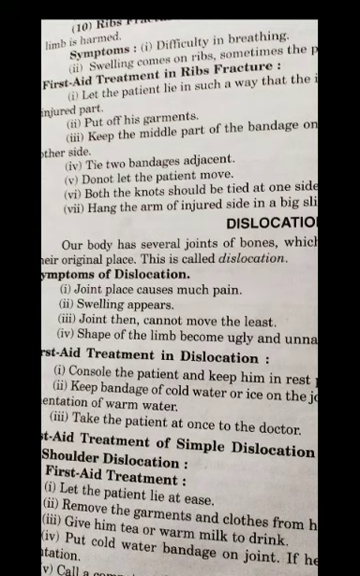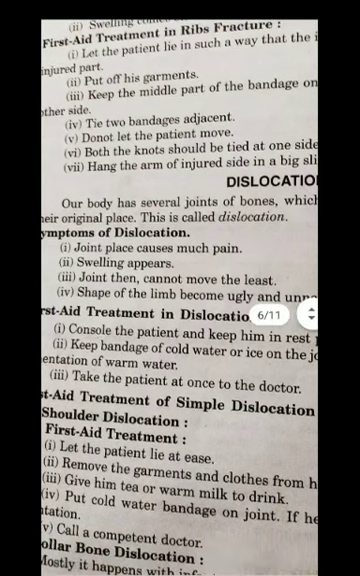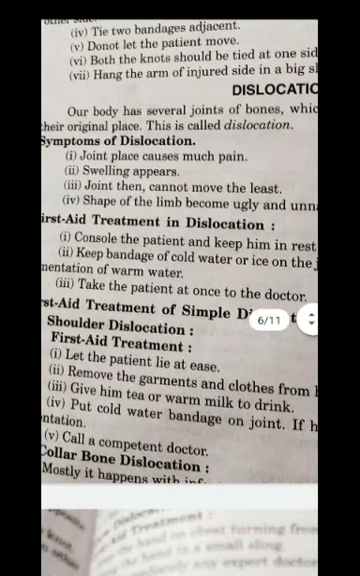Shoulder dislocation. First aid: let the patient lie at ease, remove the clothes from his arms, give him tea or warm milk to drink, and put a cold water bandage on the joint. If he does not feel comfortable, give warm fermentation. Call a competent doctor. Collarbone dislocation mostly happens with infants. First aid: put a cloth or cotton pad in his arm. Immediate treatment begins. Call some expert doctor.